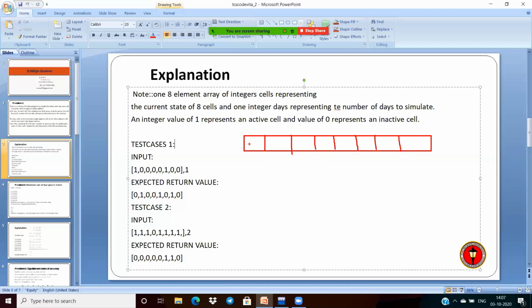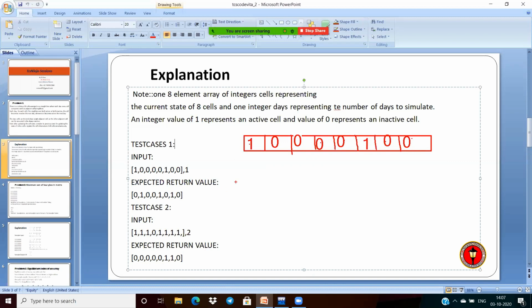Now all are filled. It's 1, then 0, 0, next it is also 0, 0, then 1, next is 0, and it is also 0 here.